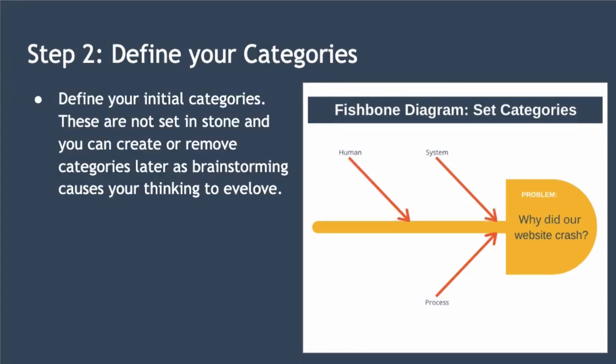The next step, step 2, is to define the categories you will use to guide the brainstorming. Now, these don't need to be set in stone, and you can always create new categories or remove categories later as the brainstorming session causes your thinking to evolve. But for our example, we decide to use the following 3 categories. System, to capture causes associated with the system itself. Process, to capture any process issues that might have caused the website to crash. And finally, human, to capture any potential human errors that may have caused the website to crash.